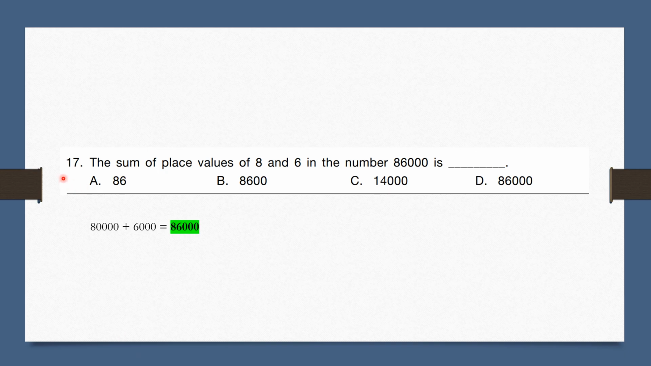Question number 70. The sum of place values of 8 and 6 in the number 86,000 is. So place value of 8 is 80,000 and 6 is 6,000. So we will add, then we will get 86,000. So our answer is option D.